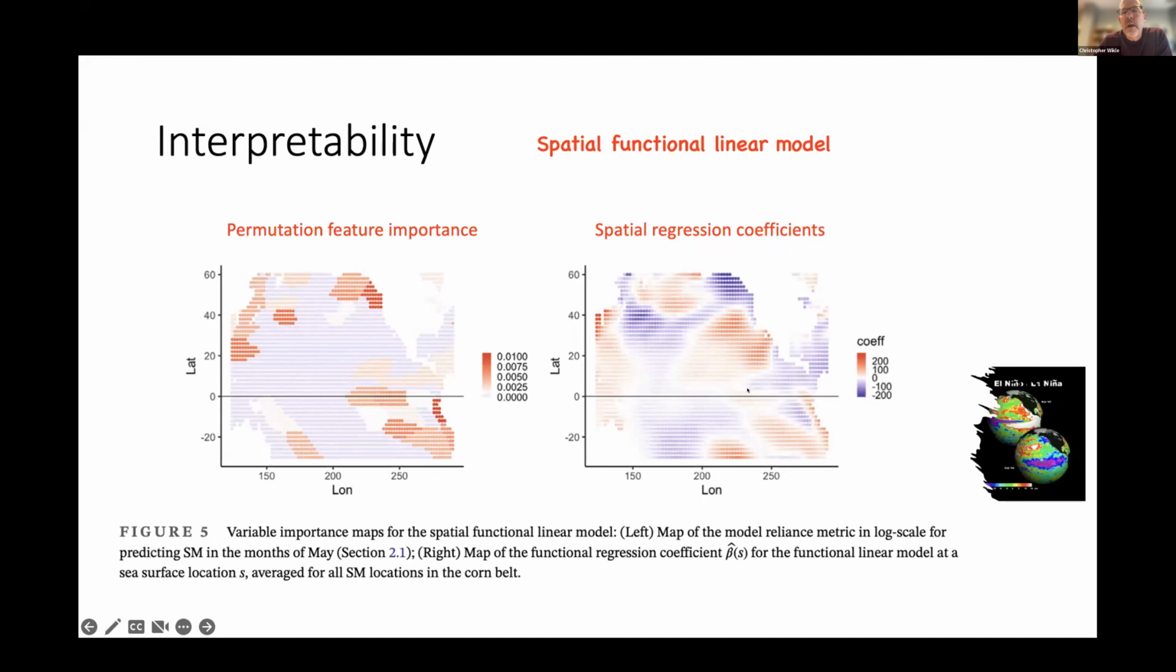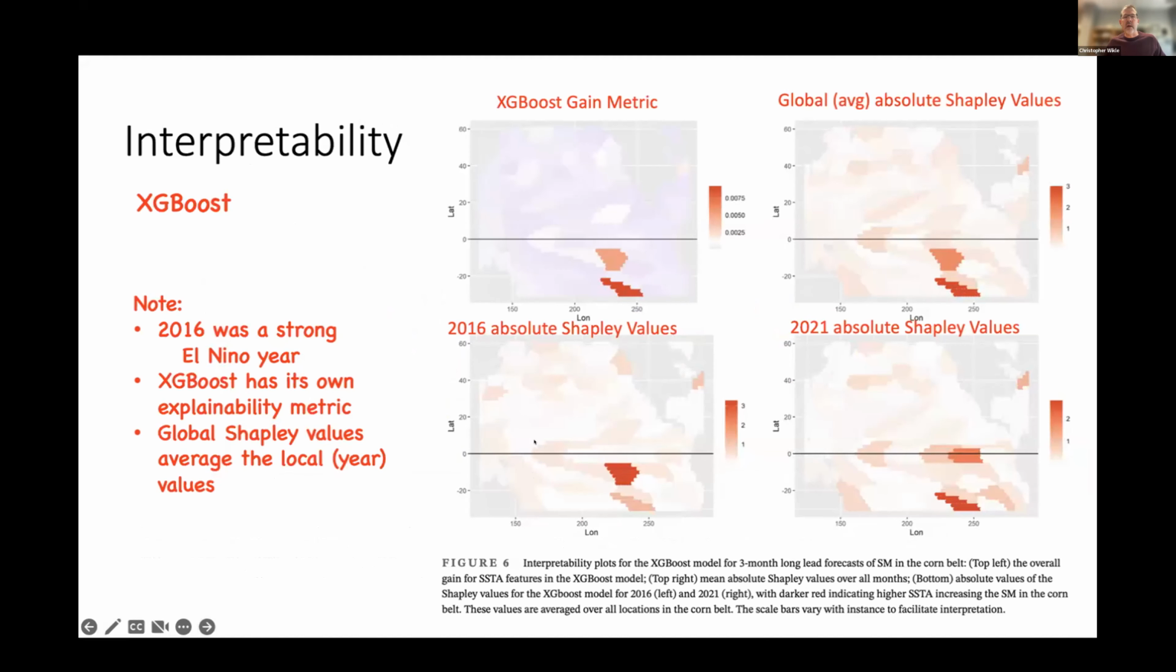This is on the right, then, what the spatial regression coefficients from that model would show. Because remember, this is a parametric model, so it's an interpretable model already. And you can see some of the same patterns show up, but not everything. Especially if you look in this region off the southeast or southwest part of the US, it doesn't really show up in the permutation feature importance. And it's kind of interesting. Again, one could talk a lot about the results here if we had more time.